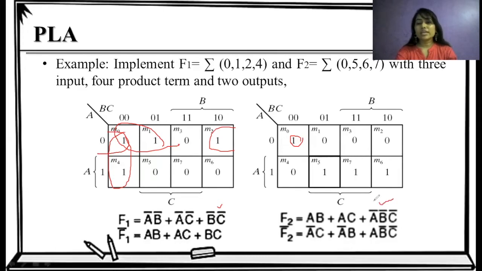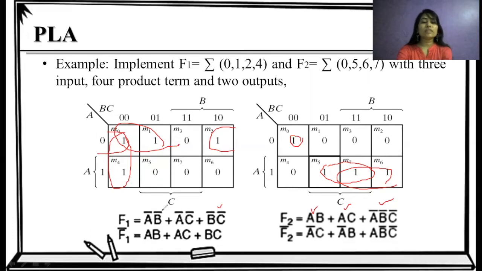So we have A dash, B dash, C. Now for this, we make a group of 2 like this. So we have A and in this direction C. So we have a term AC, and for this, we have A and here B. So here we have an F2 term AB. Now let's compare these terms because we have to generate this logical function using only 4 product terms.